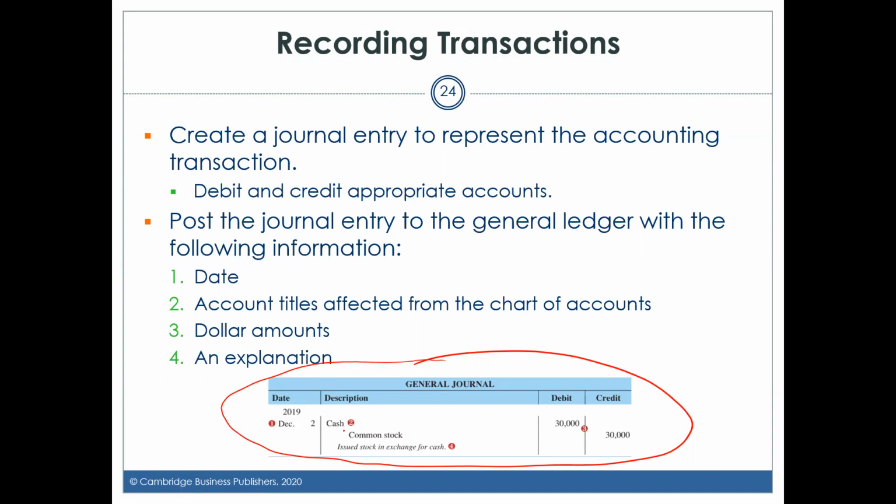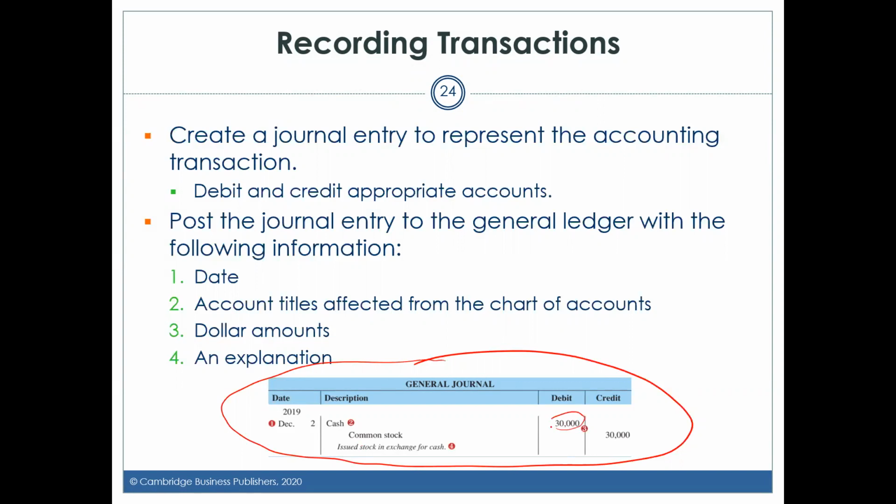At least one account is debited and at least one account is credited. You can't have 2 debits and no credits, or 2 credits and no debits. At minimum, at least one account is always debited and at least one account is always credited. You could have 1 debit and 2 credits, or 2 debits and 1 credit. So you have the account that's debited on top, and if there are any other accounts debited, you put those on top and you indent them to the left. Then the accounts that you're going to credit are put on the bottom and you indent them to the right.